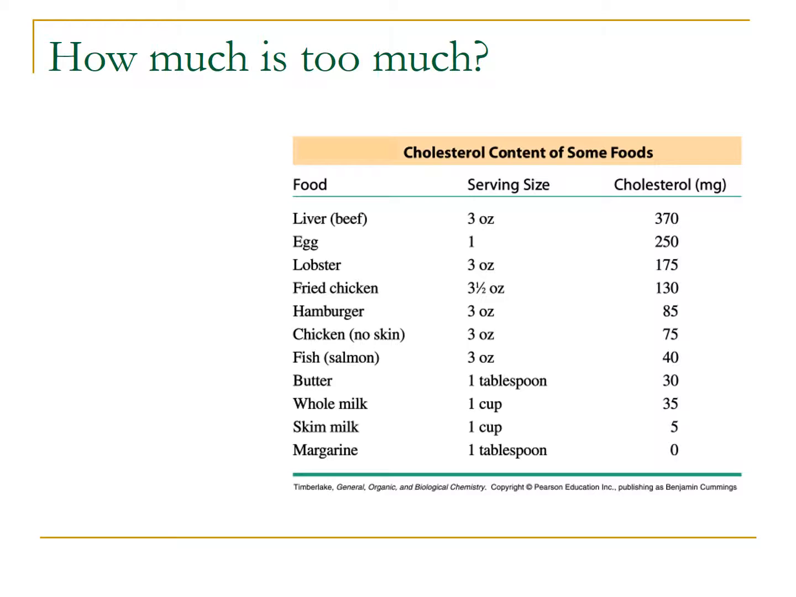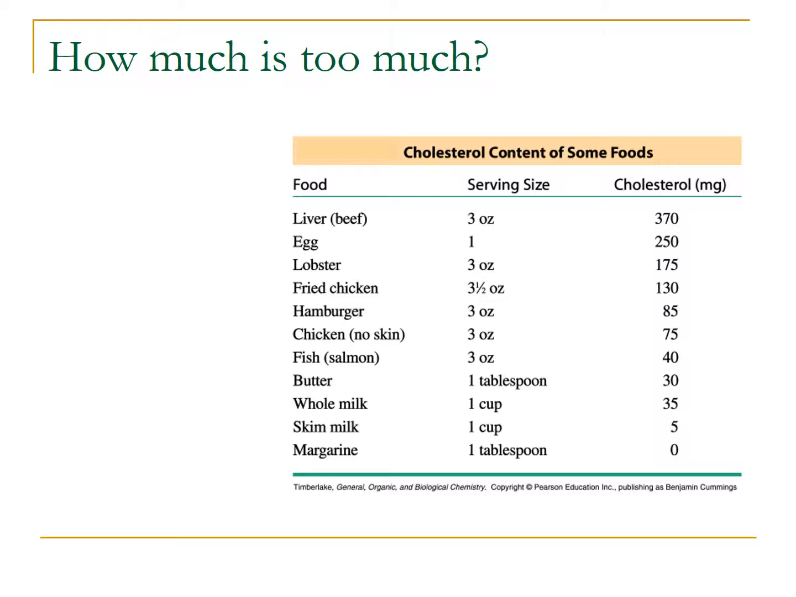Many people don't like liver. I happen to like liver. I like the taste of liver, chicken livers, beef liver, cooked with onion or bacon, but it does have a lot of milligrams of cholesterol. Eggs are high in cholesterol. Lobster, fried chicken, hamburgers. So these would be cholesterol.